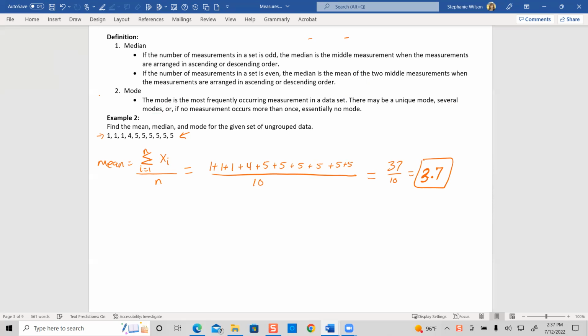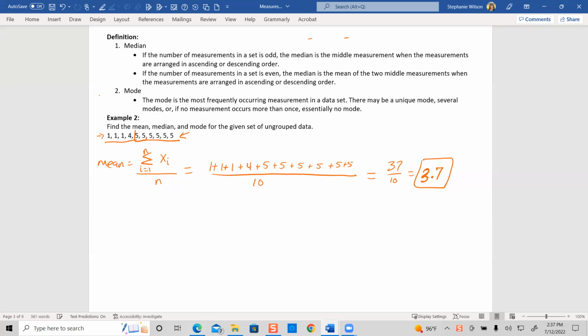Now, let's look at our median. We want to determine what our median is. Well, if we have 10 of these, then they are even, I apologize, they're not odd, is what I meant to say. They're even, right? So there's going to be 5 on each side.